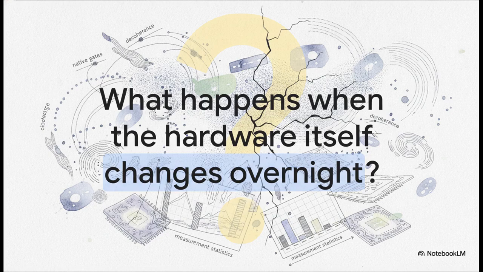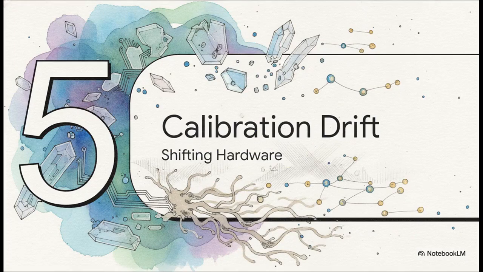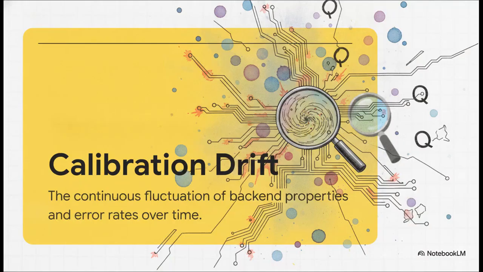So, okay, you've compiled your native gates, you've routed your swaps, beat decoherence, and managed your measurement statistics. Your program works perfectly on Tuesday. But what happens when the hardware itself changes overnight? That brings us to calibration drift and navigating this constantly shifting hardware landscape. We really have to realize that the quantum processing unit is not a static piece of silicon. It is a shifting, living landscape of physical phenomena.